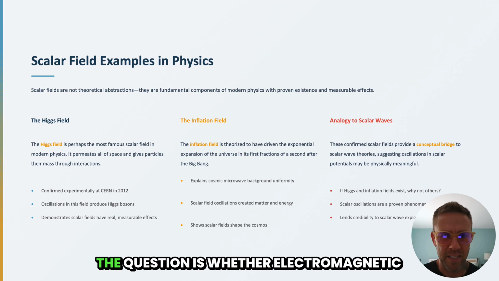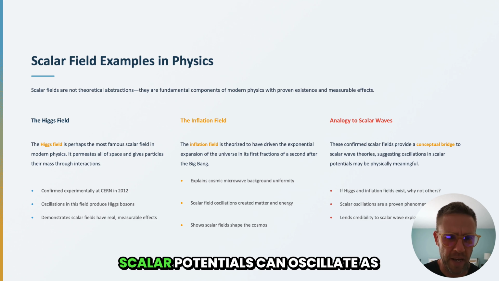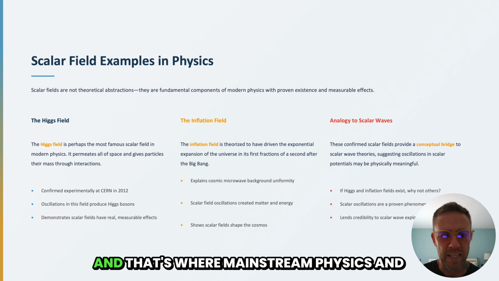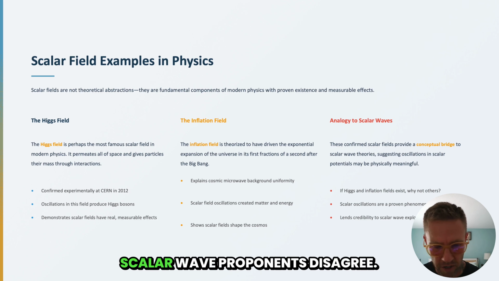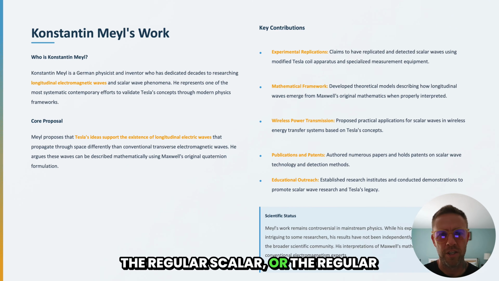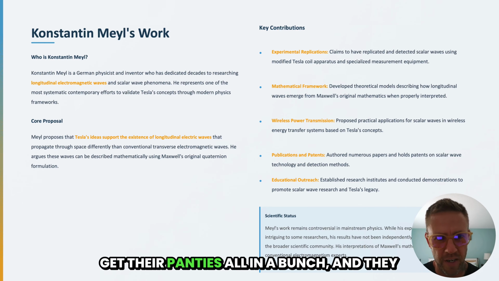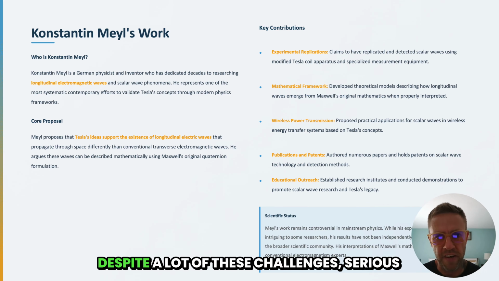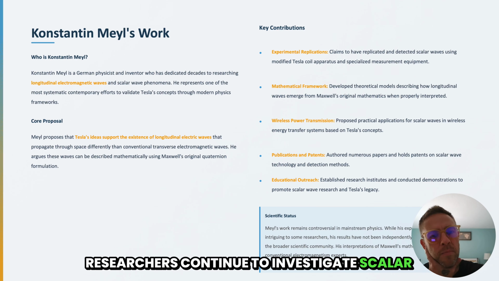They do. The question is whether electromagnetic scalar potentials can oscillate as independent waves in free space. And that's where mainstream physics and scalar wave proponents disagree. The regular physicists get their panties all in a bunch and they get super, super frustrated. Despite a lot of these challenges, serious researchers continue to investigate scalar waves.